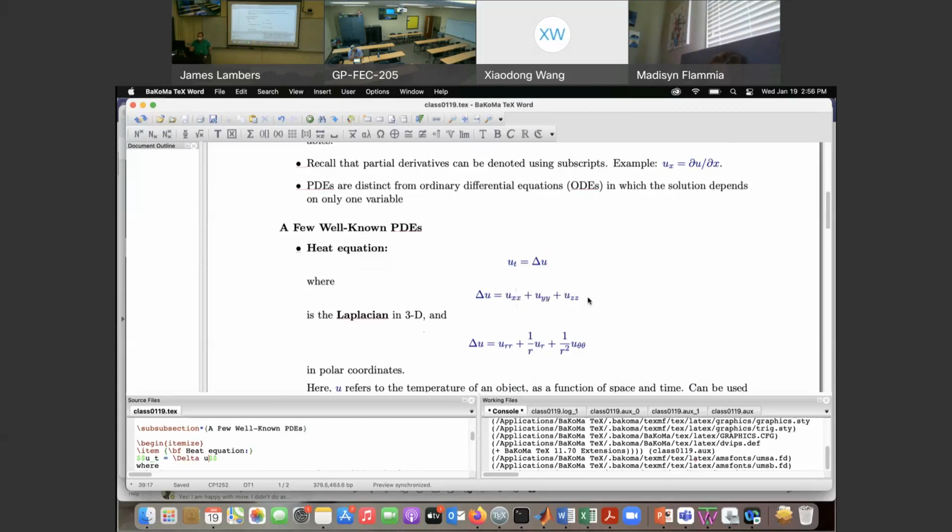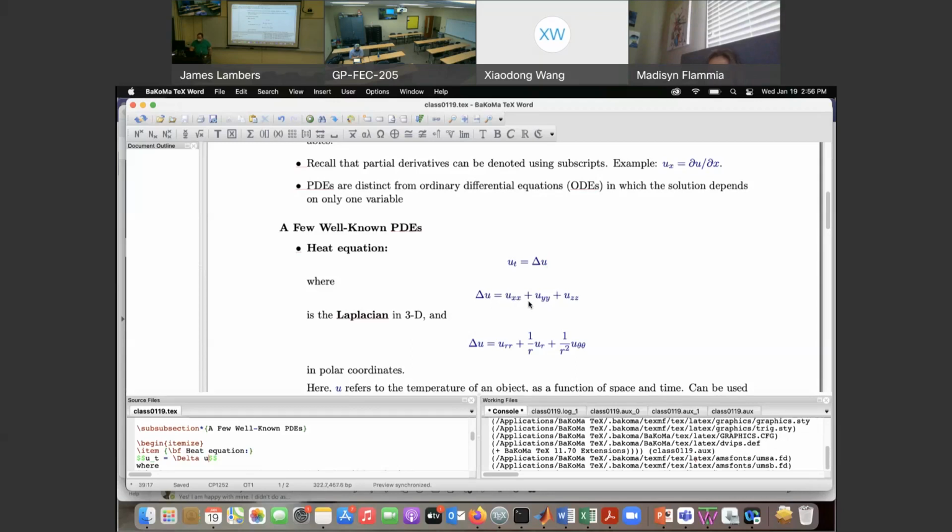This is what we have in 3 dimensions. If this was only in 2 space dimensions, we would not have the uzz term. So however many variables you have in space, you're taking those second partial derivatives and adding them up. So that's the Laplacian. And it's often written this way as a delta followed by u.